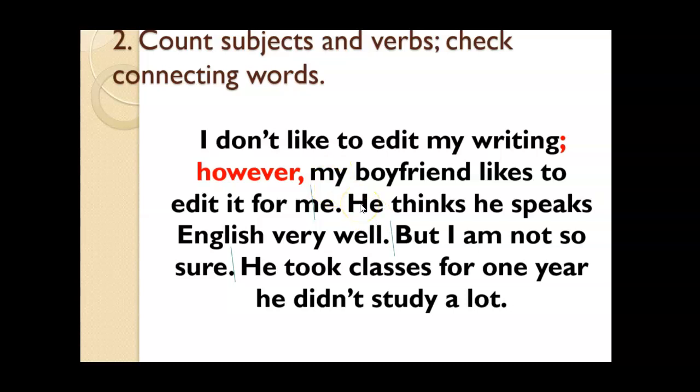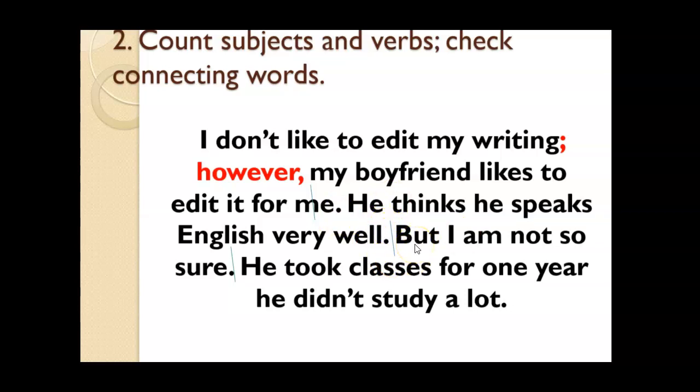Next, he thinks he speaks English very well. Here we have he thinks he speaks. We could add here that he thinks that he speaks English very well, but it's not necessary. So this part of the sentence is actually okay. It's like a noun clause with that removed. Okay, very well. So that one is okay the way it is.